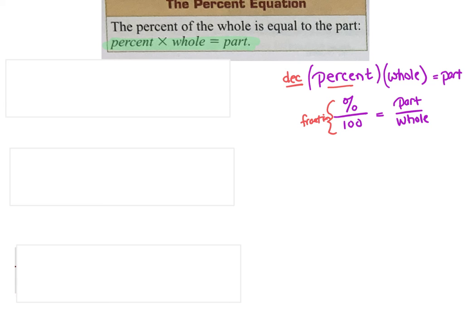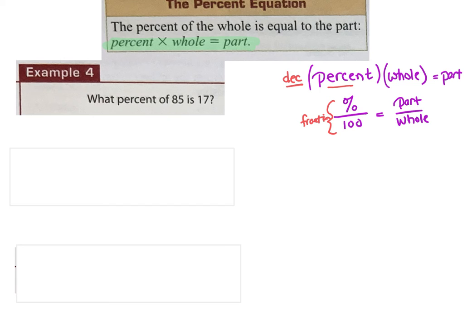So let's look at the first one. It says, what percent of 85 is 17? Okay, so the percent times the whole equals the part. So we're going to say the percent. Do we know the percent? Do we know it? No. So what are we going to put when we don't know something in an algebra equation? A variable. So x times the whole, which is 85, equals the part.